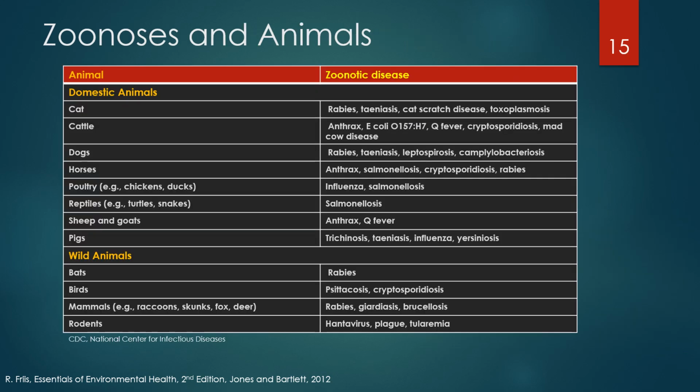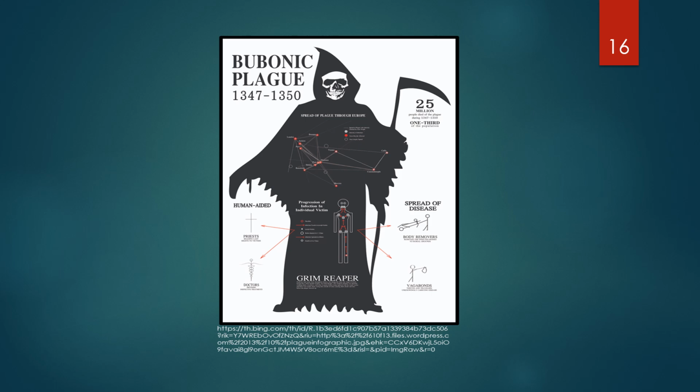This slide lists some of the domestic and wild animals associated with zoonotic diseases. We will now discuss a few examples of zoonotic and vector-borne disease in more detail. Let's now briefly discuss bubonic plague, also known historically as the Black Death.